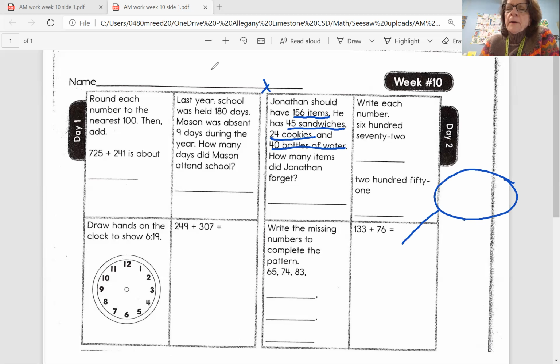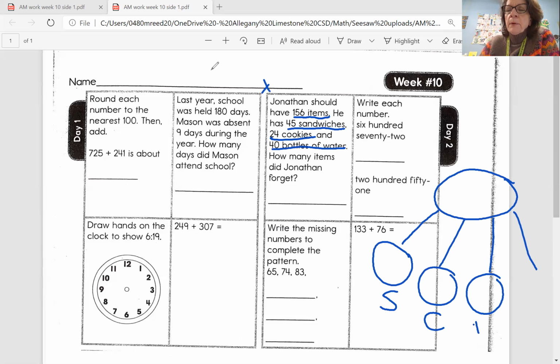So I'm going to draw 4 parts to my number bond. And before I even put numbers in there, I'm going to say the first part represents sandwiches, so I will put an S. The second part represents the cookies, so I will put a C. The third part represents the bottles of water, so I will put a B. And then the last part represents the things he forgot, so I will put an F. Okay, and now I can look at that and I don't even have to look back at the problem. I can say, well, there were 4 things he had to remember, and they were sandwiches, cookies, bottles of water, and the things he forgot.